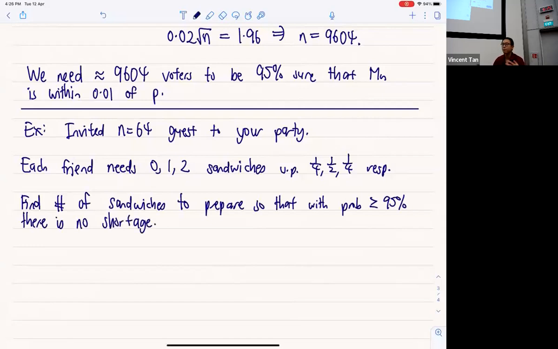Okay. So we prepare enough sandwiches for our guests. So how many do we have to? Suppose with probability 1, we want everyone to be happy. How many sandwiches should we prepare? With probability 1, that means definitely everyone will have his or her fill. Oliver, how many sandwiches should we prepare?